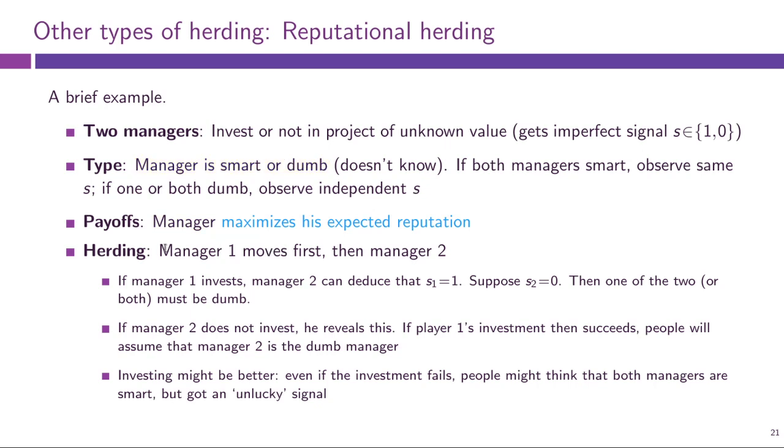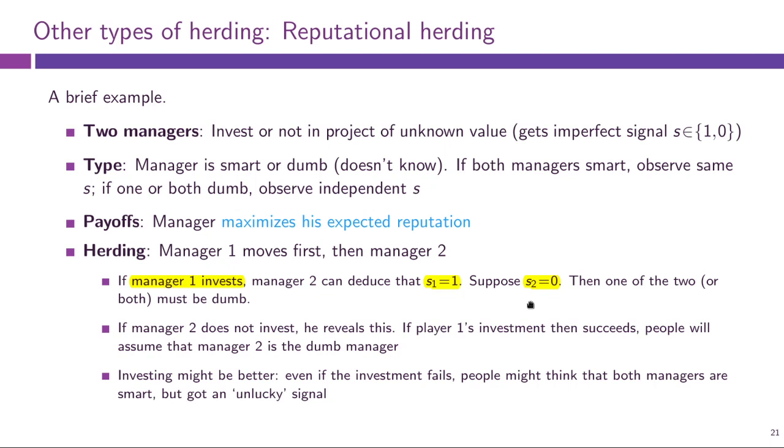And consider a situation in which manager 1 moves first, then manager 2 moves second. So if manager 1 invests, then manager 2 can deduce that the first guy got the good signal. And in that case, even if the signal of manager 2 is 0, which may mean that manager 1 was actually dumb and got the wrong signal. But if manager 2 follows his signal and does not invest, so chooses opposite to manager 1, then this fact that somebody is not smart is revealed.